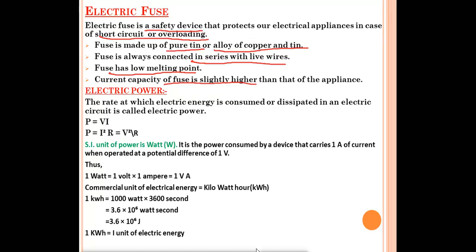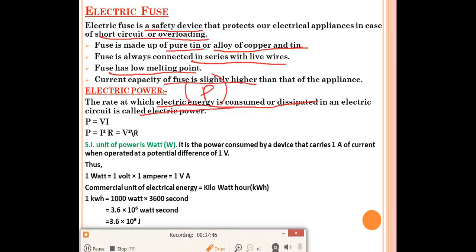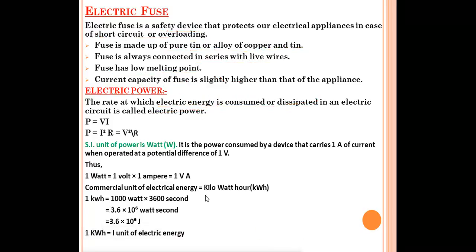Next is electric power, and the symbol of electric power is capital P. So what is power? The rate at which electric energy is consumed or dissipated in an electric circuit is called electric power. It is taken or given out in the form of heat in an electric circuit. Electric power is also known as the rate of doing work. That is also one of the definitions of electric power.